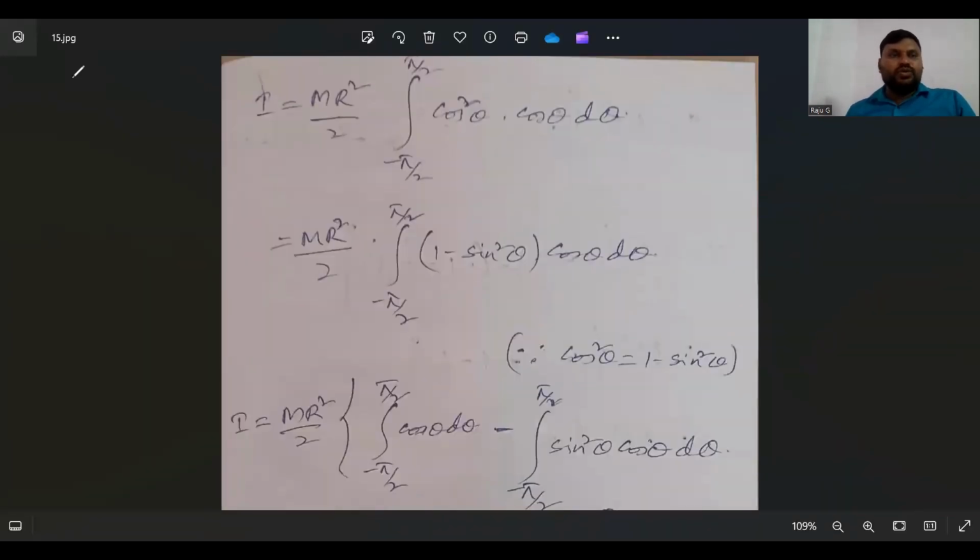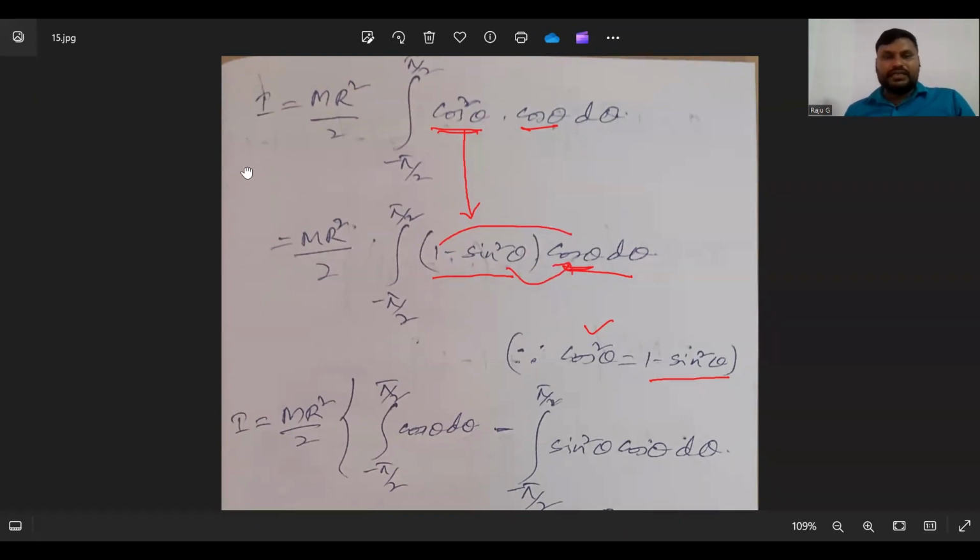To do that integration, let us write cos cube theta as cos square theta into cos theta. There is no difference. Cos cube theta is nothing but cos square theta into cos theta. We know from the trigonometric identity that cos square theta is equal to 1 minus sine square theta. Then multiply this cos theta d theta to the individual terms, to the 1 and to this.